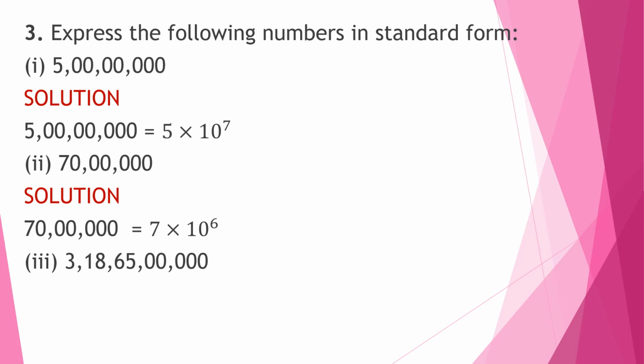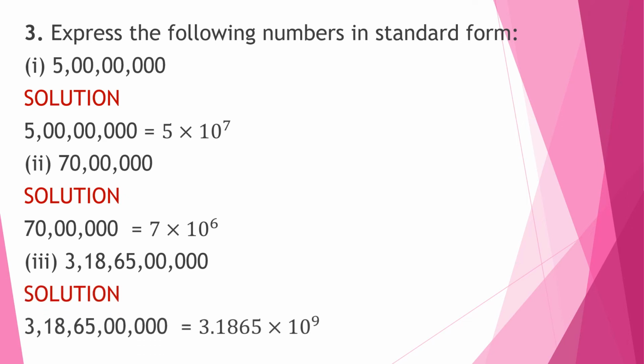For writing the power of 10, after the first digit we are putting the decimal. So you can count the number of digits on the right side of the decimal point. That is right side of 3. Here we are having 9 digits. So the standard form of this given number is 3.1865 into 10 raised to 9.